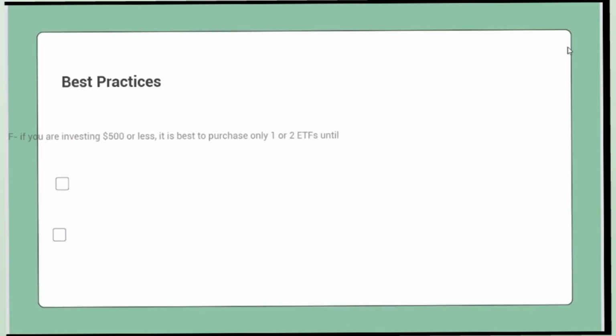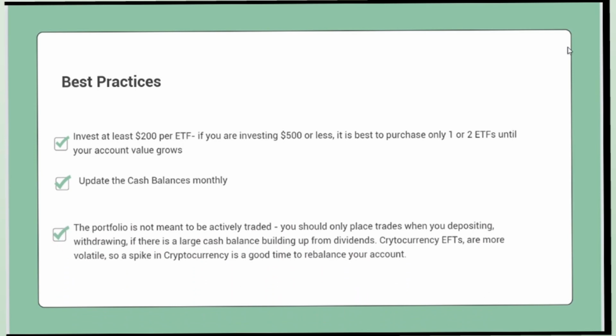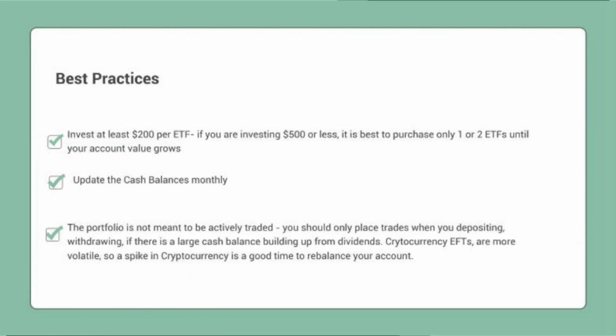buy of the European. Some best practices for maintaining your equity ETF portfolio include making sure you invest at least $200 per ETF, especially if you pay trading fees to buy or sell stocks. Update your cash balances monthly so the GSheet shows any recent dividends. But don't obsess about the ups and downs or selling a few shares.